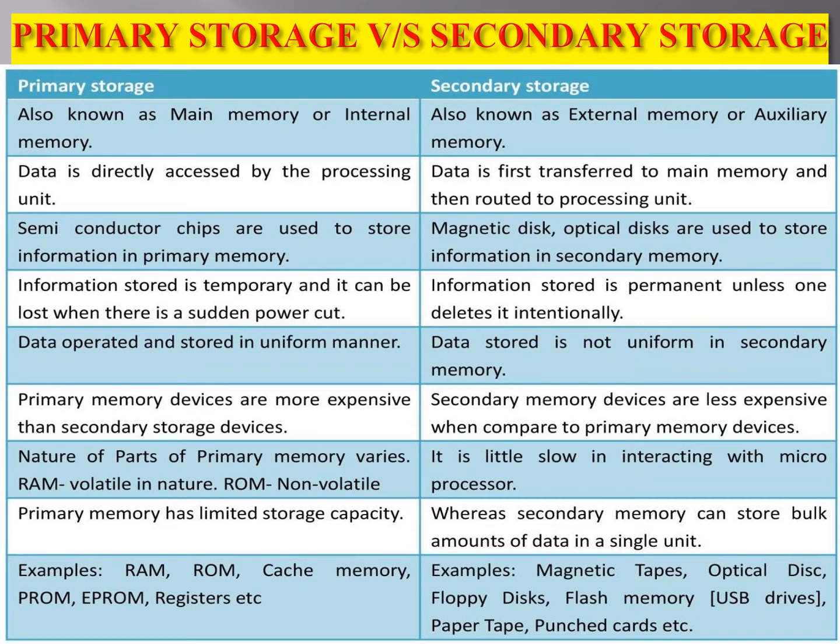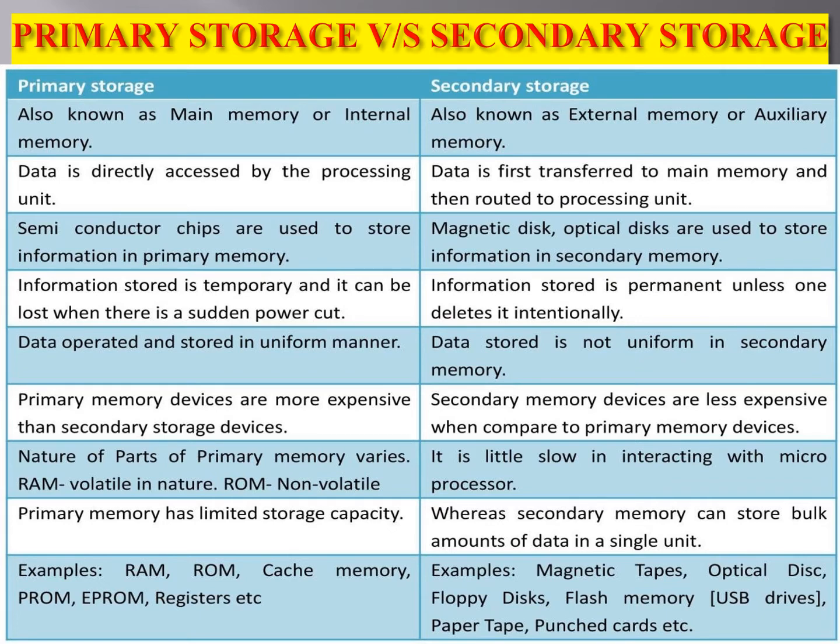Primary storage information is temporary and can be lost when there is a sudden power cut. Secondary memory information is stored in a permanent place unless one deletes it intentionally. Primary storage data is operated on and stored in a uniform manner. Secondary storage data is not stored uniformly. Primary devices are more expensive than secondary storage memories. Secondary memory devices are less expensive compared to primary memory devices.